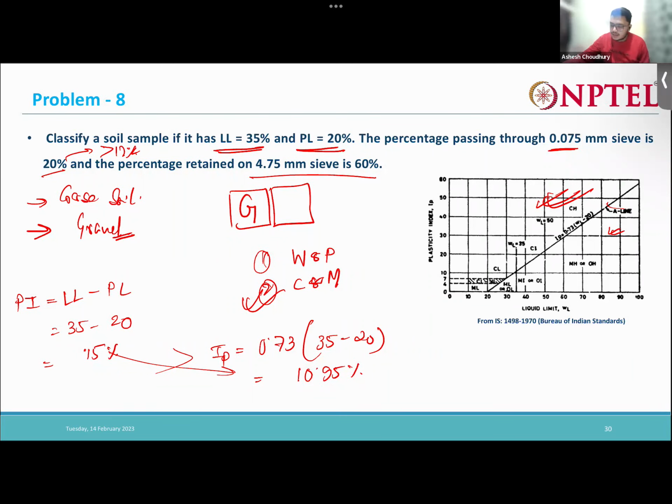So it will be clay. It will be GC. Correct. So do it slowly. First of all, find out the plasticity index of your soil. Then find out the plasticity index of the A line. Then match those two. Also, one more thing you always keep in mind: check that it is not between 4 and 7%. That also you need to see. So our soil is clayey gravel.